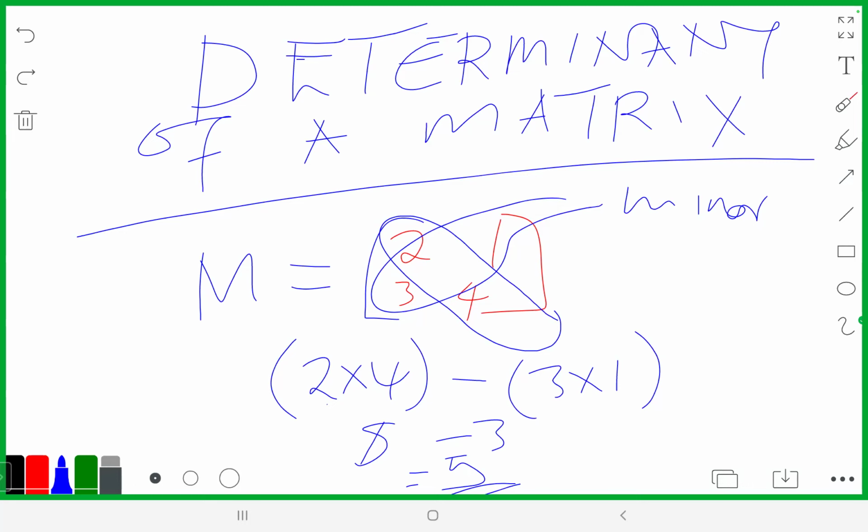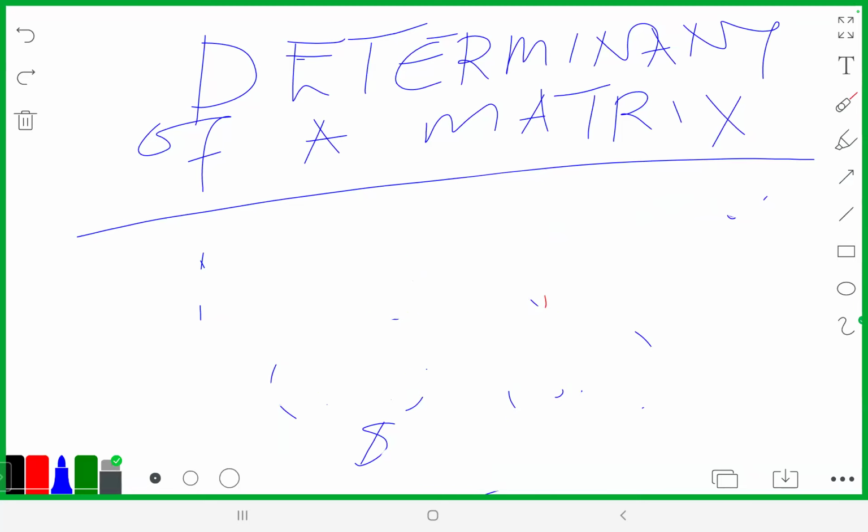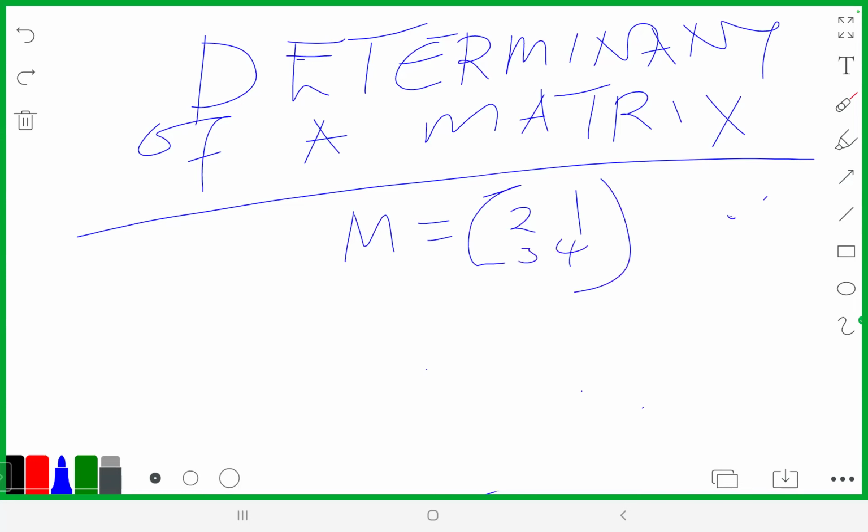Now, let me show you how we find the inverse of a matrix using this same matrix that we have just done here. How do you find the inverse after we have found the determinant? Follow nicely. The matrix M is equal to 2, 1, 3, 4, right? Then we found that the determinant was equal to what? Our determinant was 5.